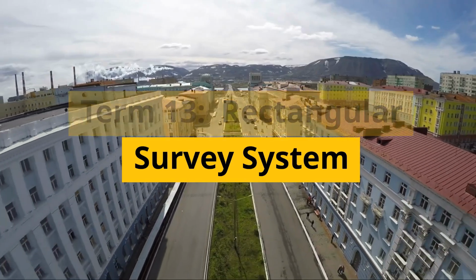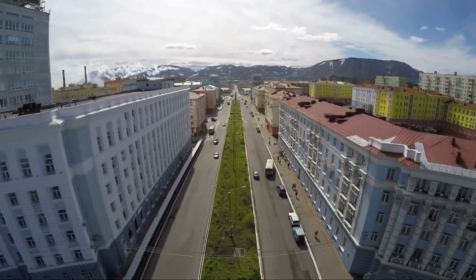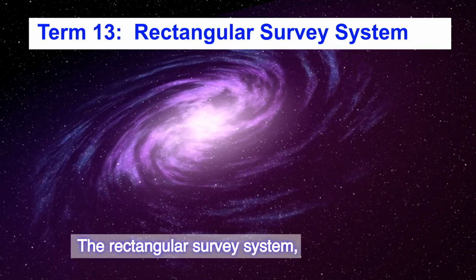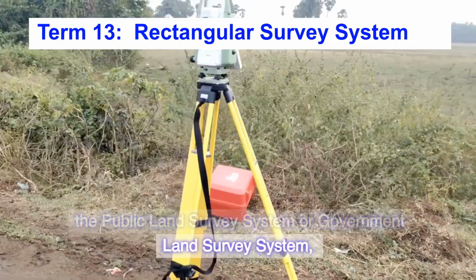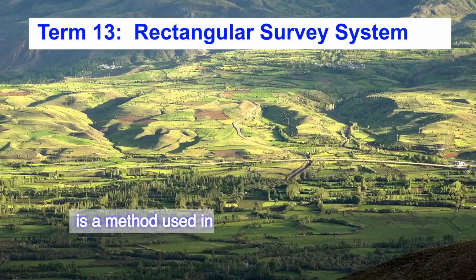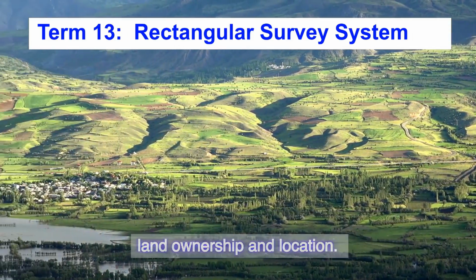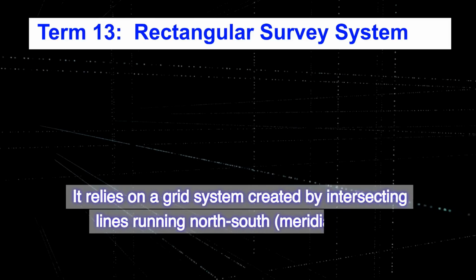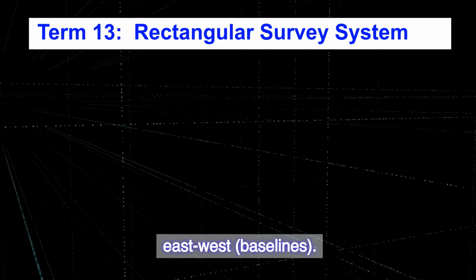Term 13. Rectangular survey system. The rectangular survey system, also known as the Public Land Survey System or Government Land Survey System, is a method used in the United States to define land ownership and location. It relies on a grid system created by intersecting lines running north-south, meridians, and east-west, baselines.